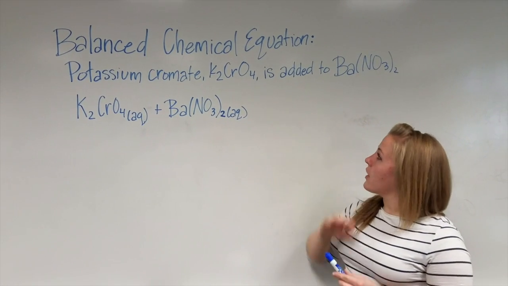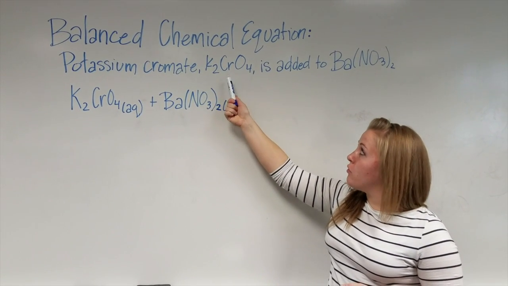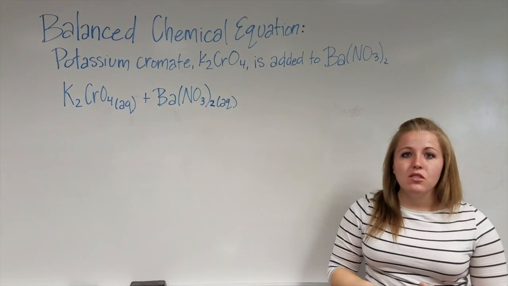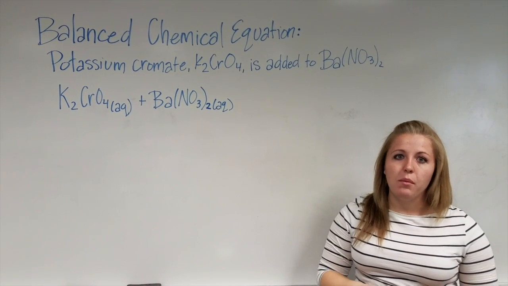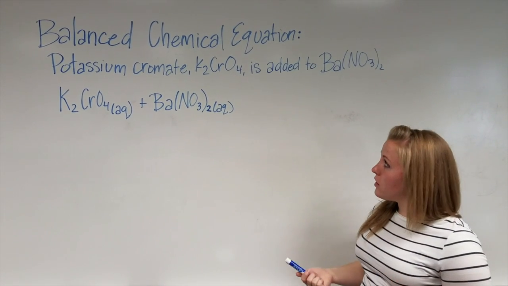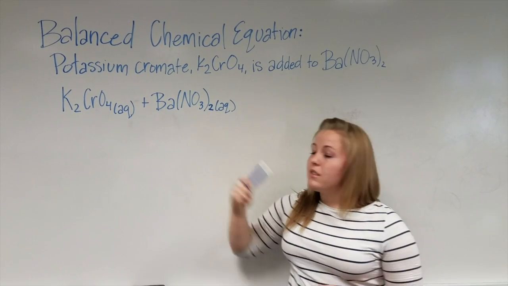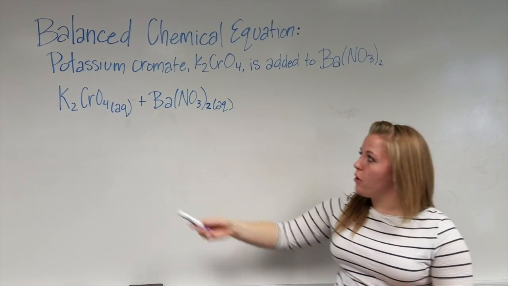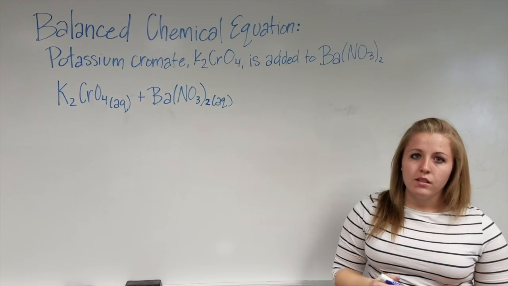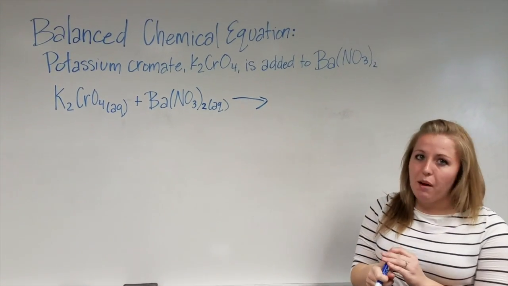Here's an example of a reaction that took place in the lab. We added potassium chromate, K2CrO4, to barium nitrate, Ba(NO3)2. When we added these two things together, which were both aqueous at that point in time, it formed a yellow precipitate. So we know that this is a precipitate reaction, and because of that, we also know that this is a double replacement reaction, which means that both of these things are going to switch places with each other to form two separate products. So to do this, we draw our arrow, showing that the reaction is happening.